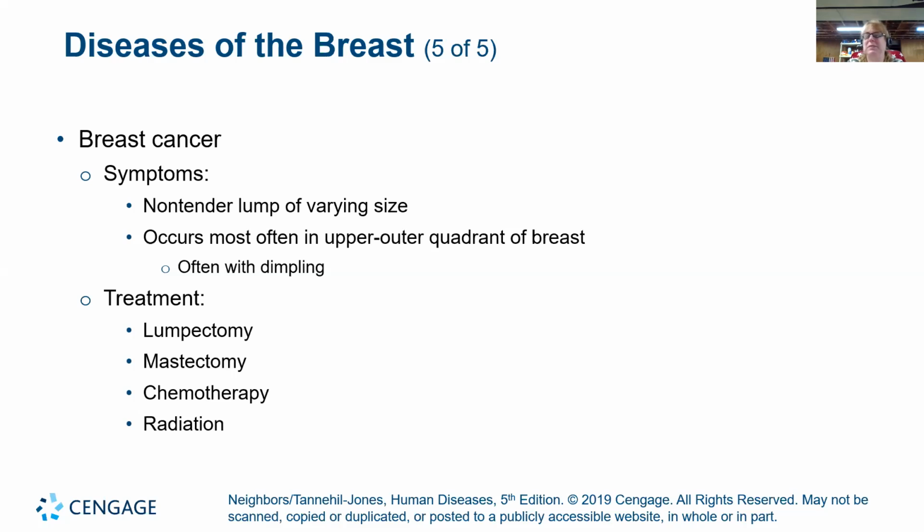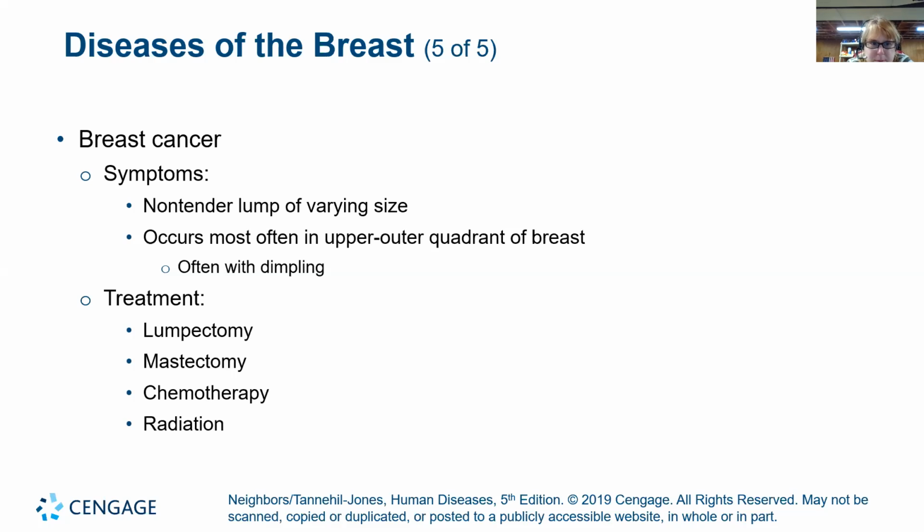Dimpling can occur because when the cancer lump forms, it tends to shrink and suck all the cells out of the area. So you'll see a little bit of dimpling or imploding in that area.